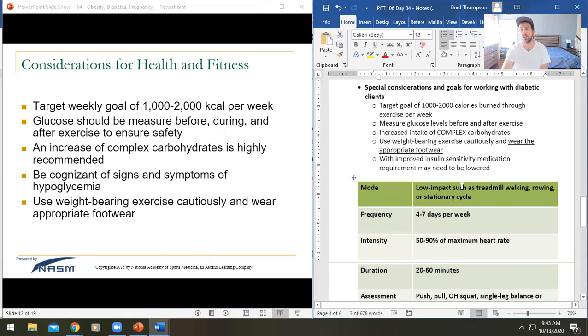So our considerations that we make, a lot of times we'll do a reduction of calories, but more important to that is actually a 1,000 to 2,000 caloric burn through exercise per week. So we actually want to encourage our clients to move more often if they are diabetics. Now, what that does, right, is when you are exercising at a higher intensity, your body is going to burn carbohydrates as a fuel source.